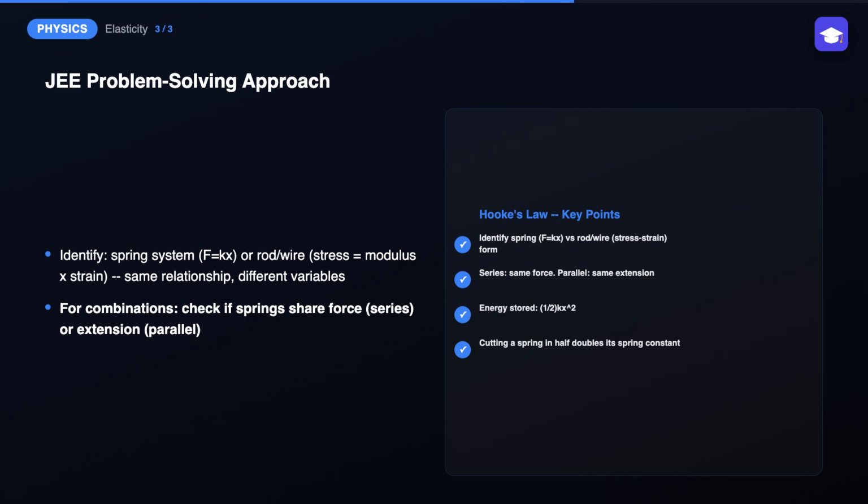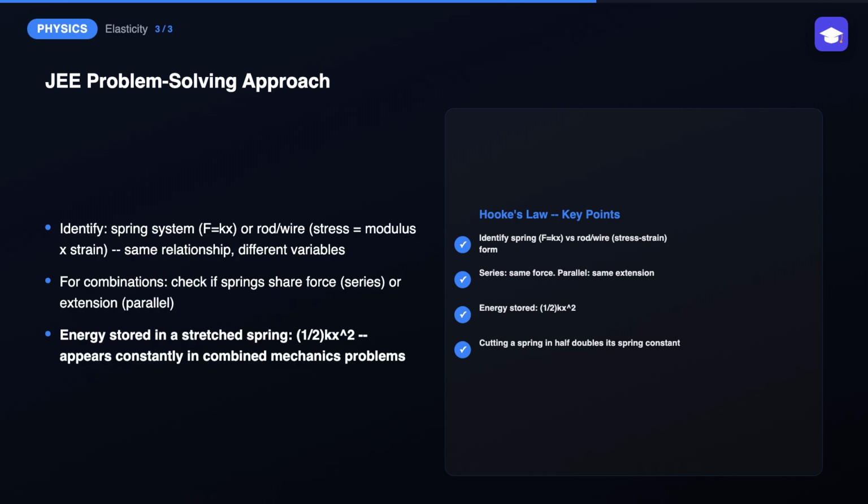For spring combination problems, correctly identify whether the springs share the same force, series, or the same extension, parallel, before choosing the appropriate combination formula, and remember energy stored in a stretched spring is 1/2 kx squared, the formula that appears constantly in combined mechanics and elasticity numericals.